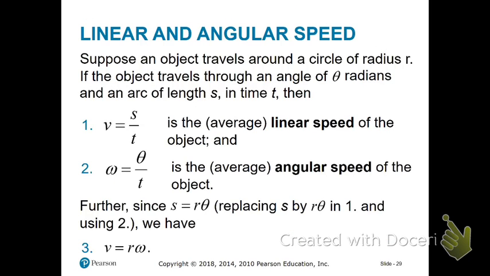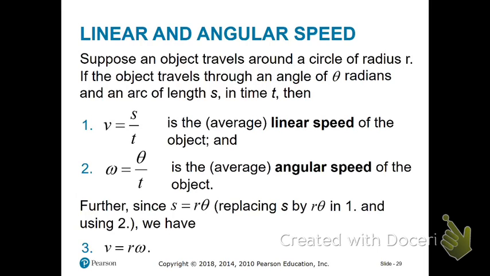All right, and moving on. So we're going to talk about linear and angular speed. Suppose an object travels around a circle of radius r. If the object travels through an angle of theta radians and an arc length of s in time t, then the linear speed is going to be v is equal to your arc length divided by time.